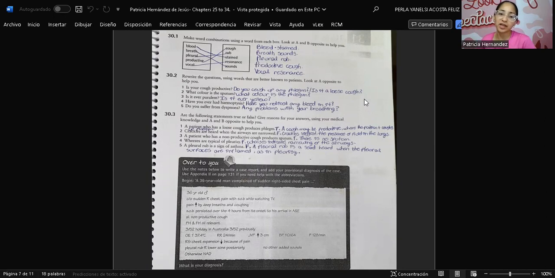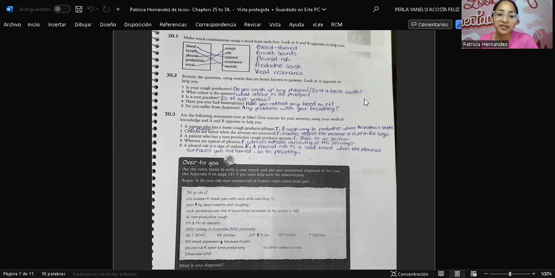30.3, are the following statements true or false? Give reasons for your answers using your medical knowledge and A and B opposite to help you. A patient who has a loose cough produces phlegm. That's true. A cough may be productive where the patient coughs up phlegm. Number 2, crackles are heard when the airways are narrowed. Okay, that's false because crackles suggest the presence of fluid in the lungs.